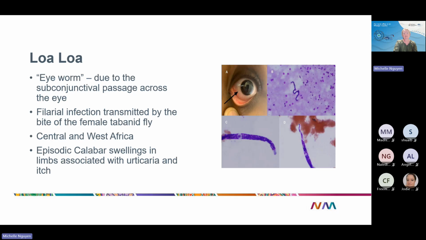People also can get these episodic swellings in the limbs associated with urticaria and itch. So again, not a common thing that we would see in general practice, but one that you just have to bury somewhere, so that if you ever see anybody that has travelled or lived in these areas, you might just realise what might be going on.